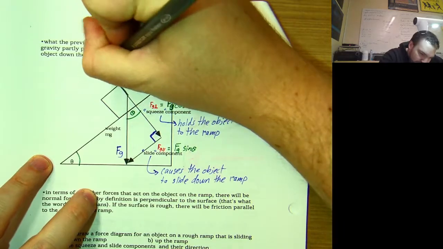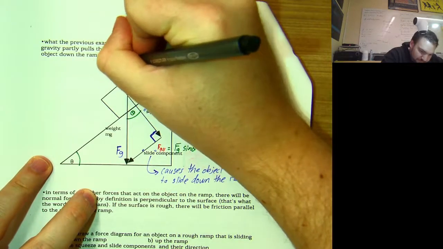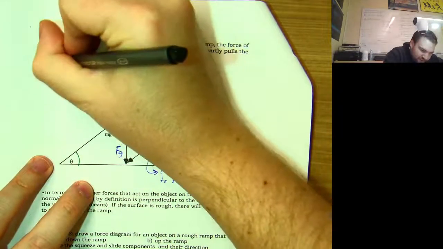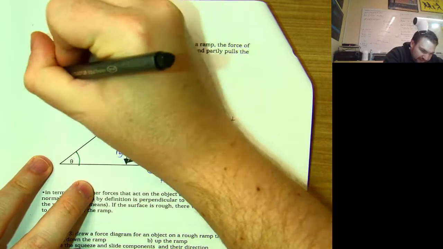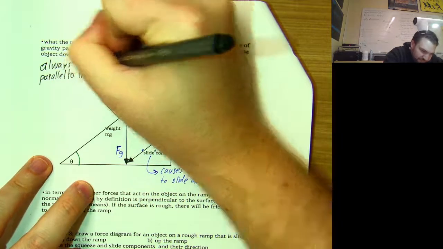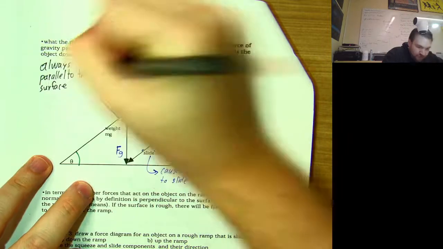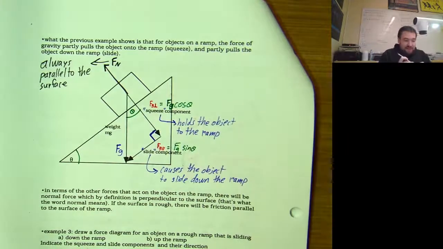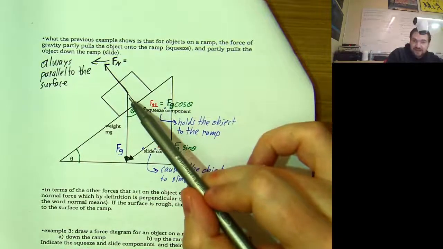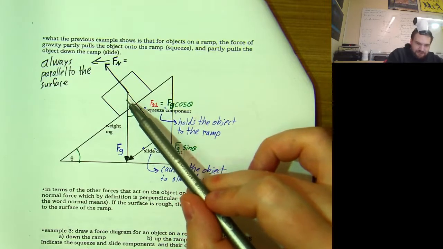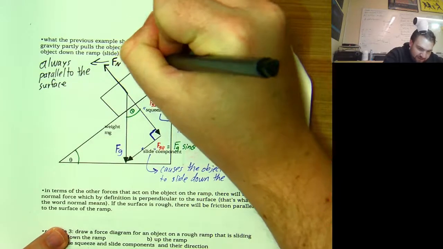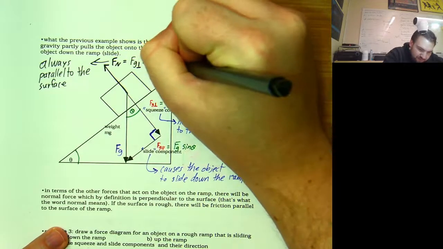Let's continue with the free body diagram, shall we? Fn is always perpendicular to the surface. So it's going to go up at an angle like this. Well, Fn is going to have to equal out the component of gravity that's also perpendicular to the surface. That's this guy here. So Fn is going to equal Fg perpendicular, which we know already is equal to Fg cos theta.